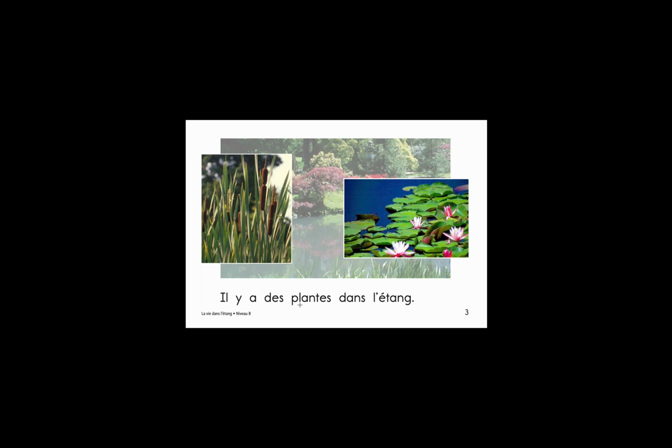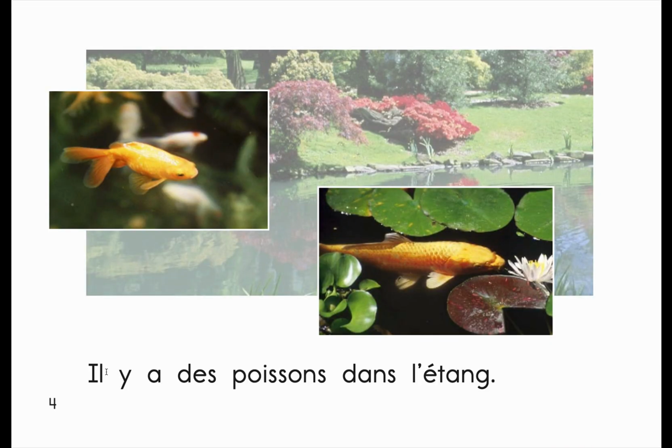Il y a des plantes dans l'étang. We all know what il y a means, because we've been reading books and we use this expression so many times. But for those of you who still can't remember, il y a means there is or there are. There are plants in the pond. Can we agree with that? Do we see plants? Yes, we do. Excellent. Moving on. Il y a des poissons dans l'étang.